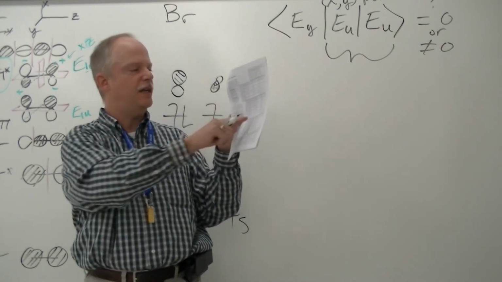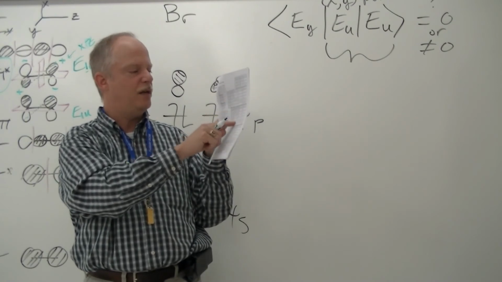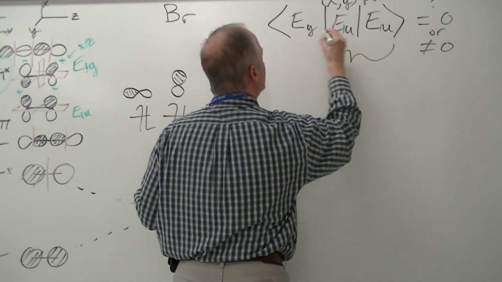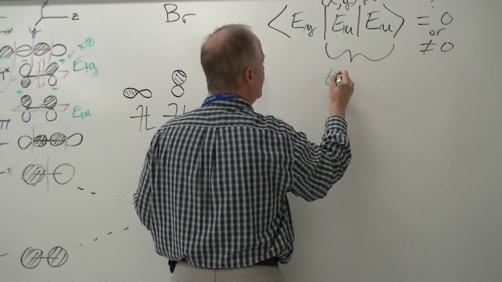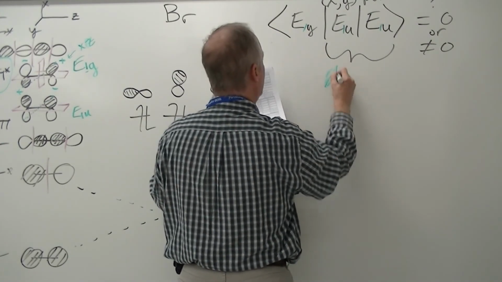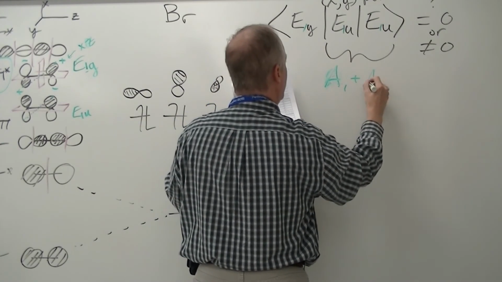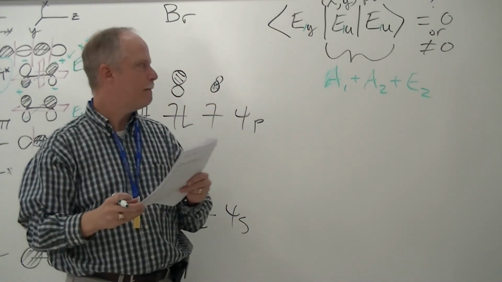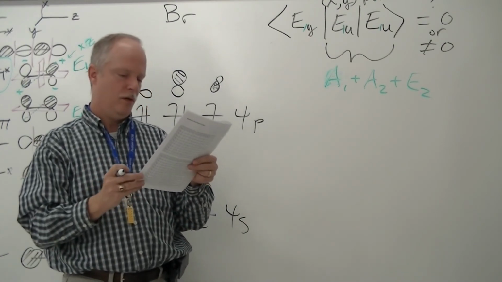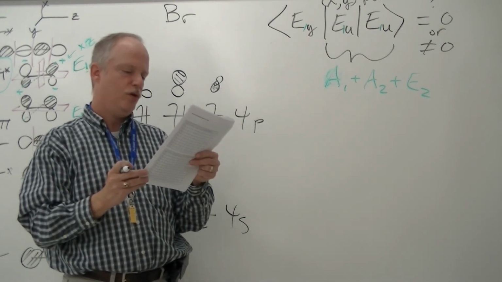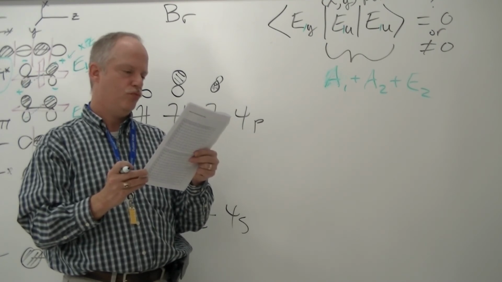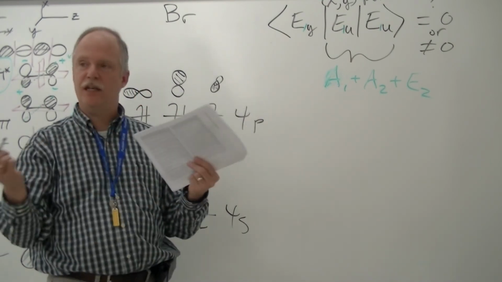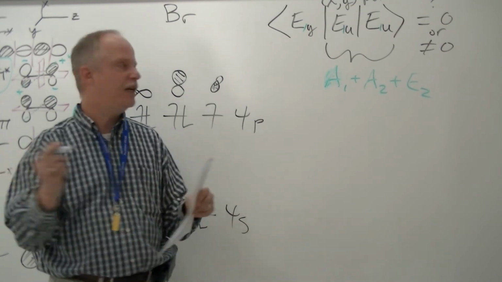So go down to the D6h direct product table, and we see E1 times E1 is going to be A1 plus A2 plus E2. Yeah, that'll work. And so then we add the G's on there. And since U times U is G, we have G's on here.